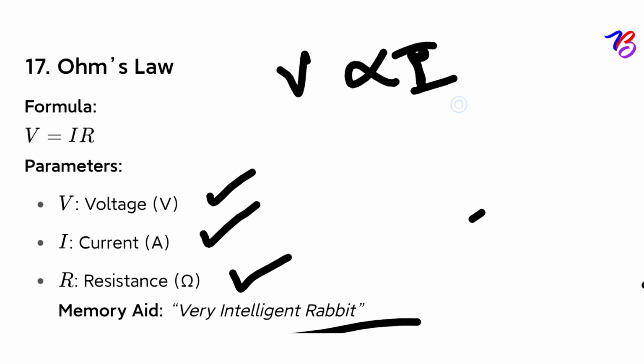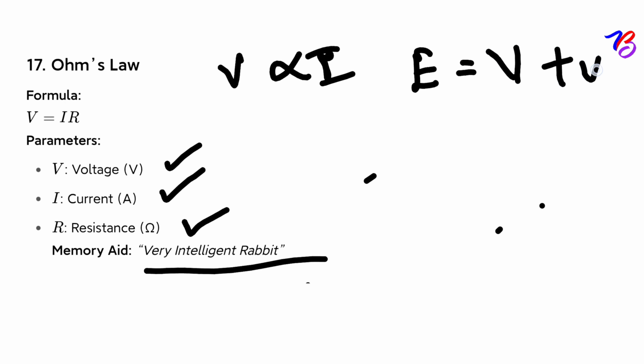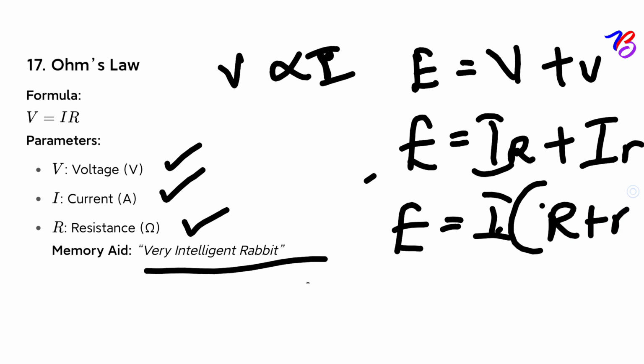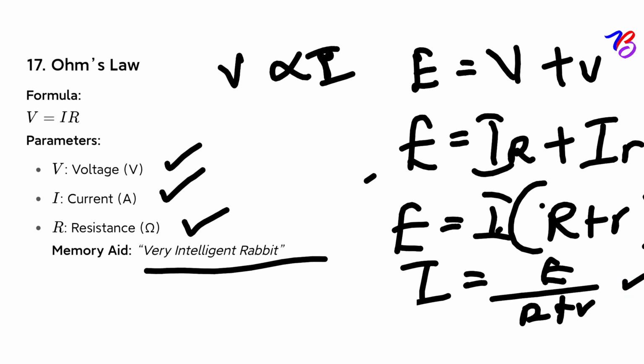Are we here? So with this particular formula, you should be able to generate other formulas that has to do with current electricity. Are we here? Because we also know that EMF is equal to V plus V. Okay, so that EMF is equal to what? IR plus what? IR, right? Internal resistance. So that E is equal to I into R plus R, right? So that I is equal to what? E all over R plus R. Take note of this, please.